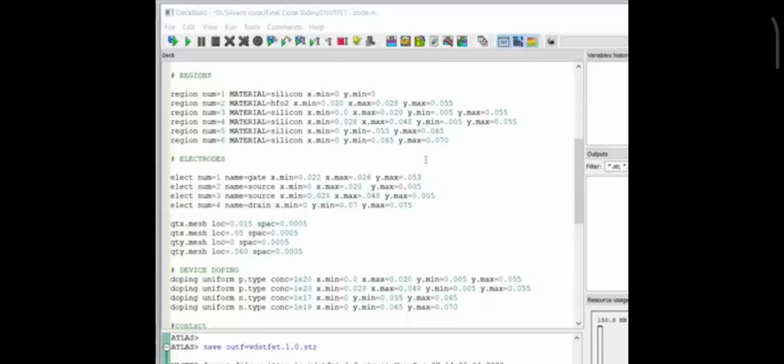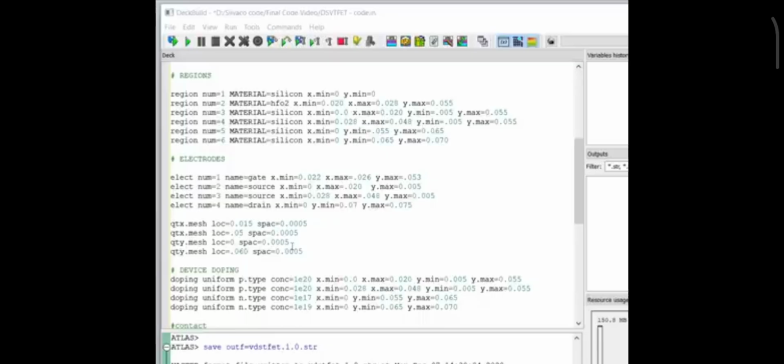After defining the region part, next you have to define the electrode part. Electrode number 1 is the gate. We are using the dual source, so we have to use two source electrodes, number 2 and 3, and electrode number 4 for the drain electrode, and their positional parameters are mentioned simultaneously. Next, we are doing the simulation of the TFET structure.